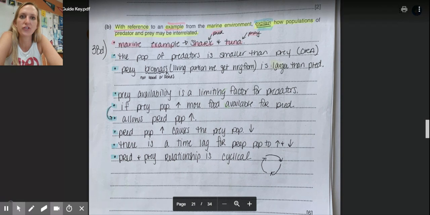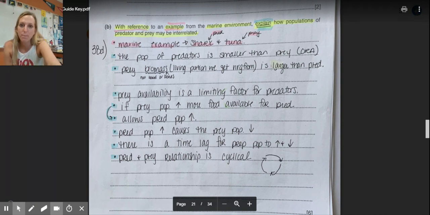So I said sharks and tuna. It's good to also identify which one's the predator and which one's the prey, because I know some questions you do get extra marks for that. So just to be in the habit of identifying who's who. So always the population of your predator has to be less than your prey, always. You can't have more sharks than you do fish.